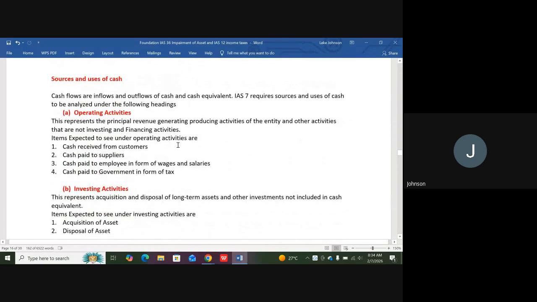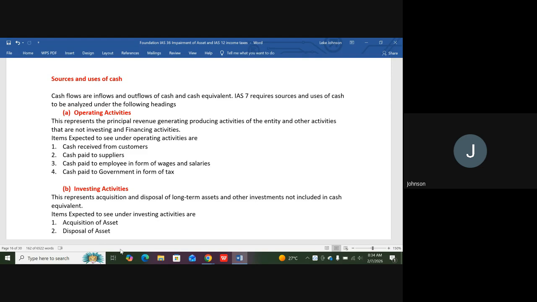Now let's look at the sources and the uses of cash. What are the sources of cash? What are the uses of cash, right? You say cash flows are inflows and outflows of cash and cash equivalent. IAS 7 requires sources and uses of cash flows to be analyzed under the following headings.